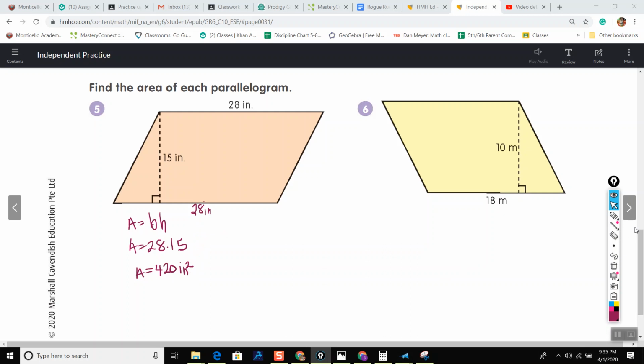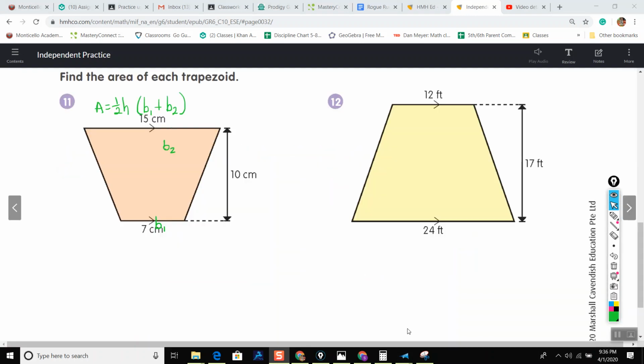It's so similar to a rectangle. As long as you understand the concept of perpendicular, then you shouldn't have a problem with that. Okay, we've moved on to page number 186.